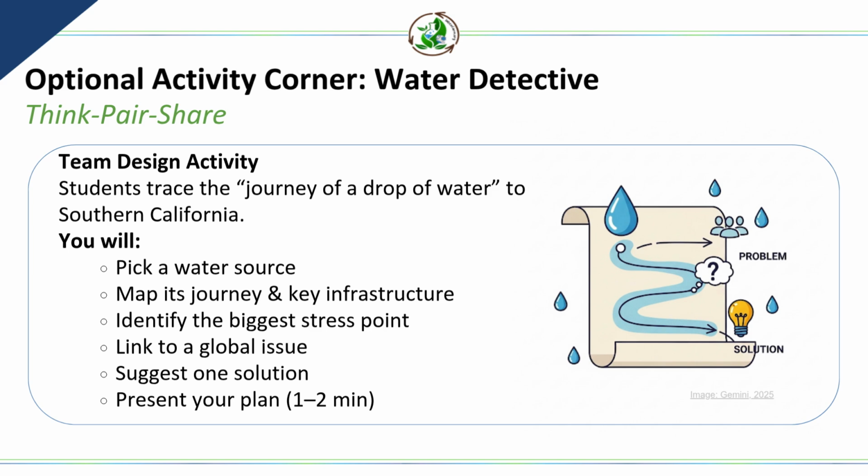Identify the biggest stress point along the way. This could be a place where water shortages, infrastructure challenges, or environmental concerns happen. Link this stress point to a global issue. For example, you could connect water scarcity in California to droughts in other parts of the world. Suggest one solution to address this stress point.